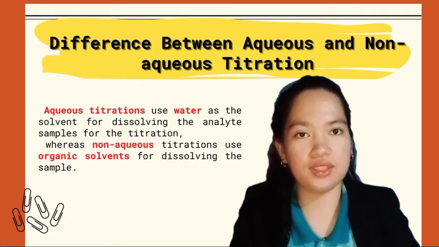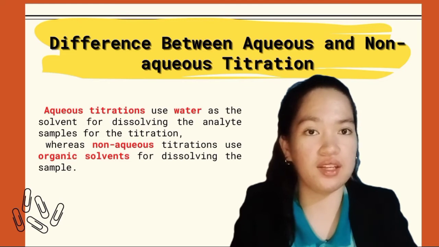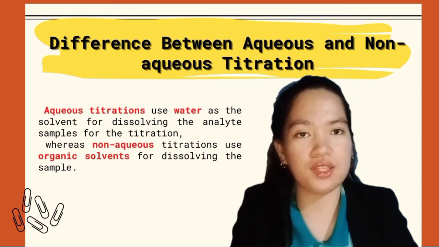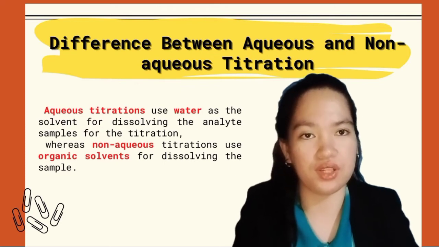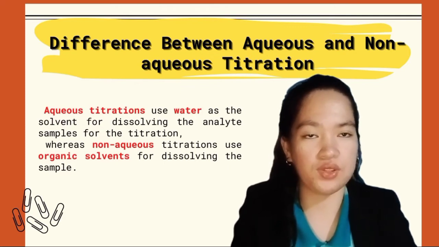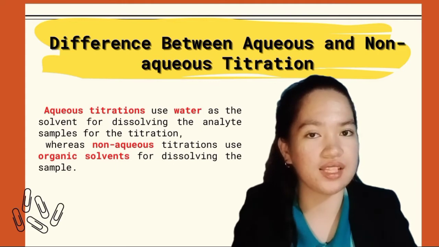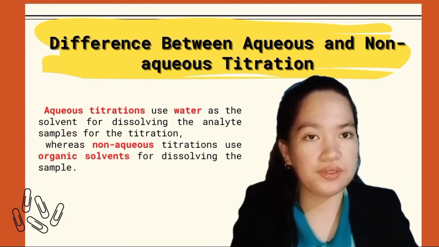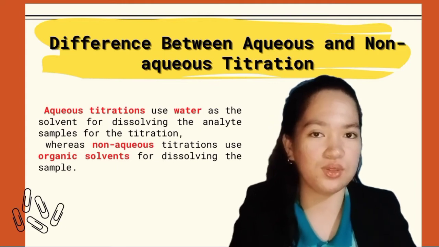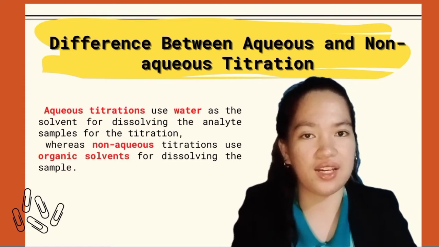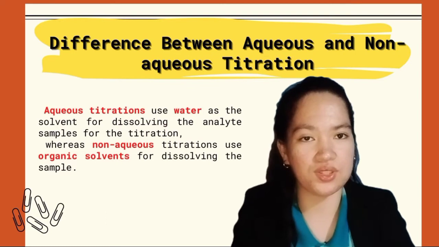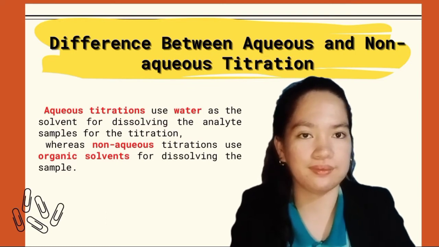Now let's talk about the difference between aqueous titration and non-aqueous titrations. Aqueous titrations use water as a solvent for dissolving the analyte samples for the titration, whereas non-aqueous titrations use organic solvents for dissolving the sample. An example of an aqueous solution is a salt solution where the solute is salt and the solvent is water. Non-aqueous solutions are defined as solutions where the solvent used is other than water.